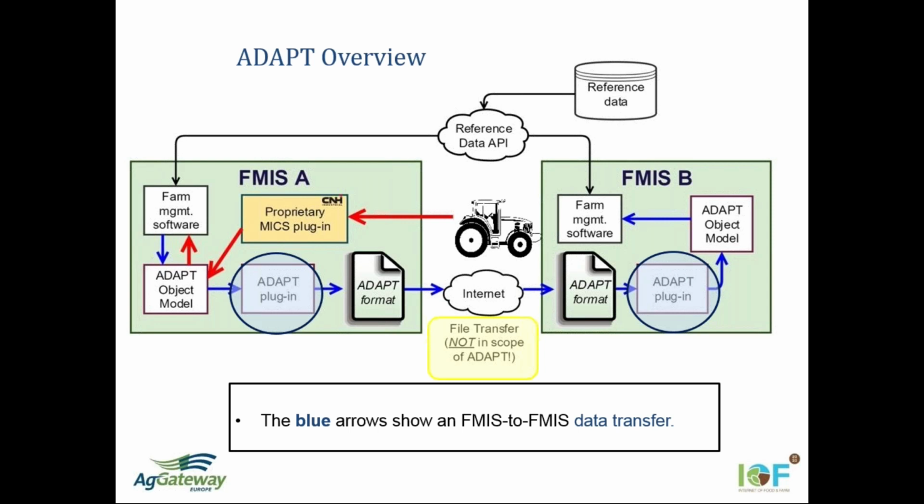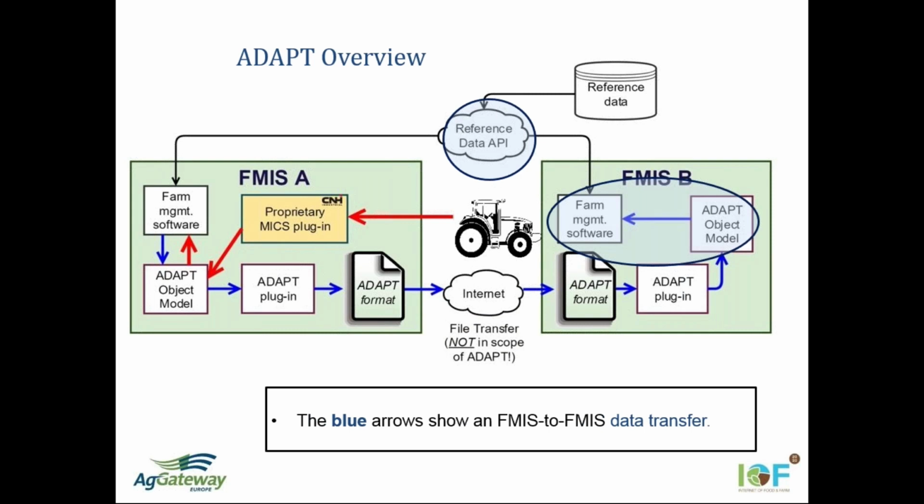Here in the yellow box, you see an important note. File transfer is not in the scope of ADAPT. So there is no functionality within ADAPT for actually moving the data from one place to another. It is a translation tool, and this last step is packaging that data to be moved, but it's not actually moving it. That'll be available in whatever circumstance you're in. But then once that FMIS receives the data, it then uses the reference data API and puts it into whatever format it needs to work with it, and then it can do its analysis or whatever it needs to do to function.